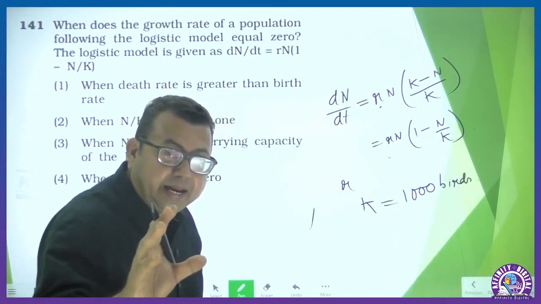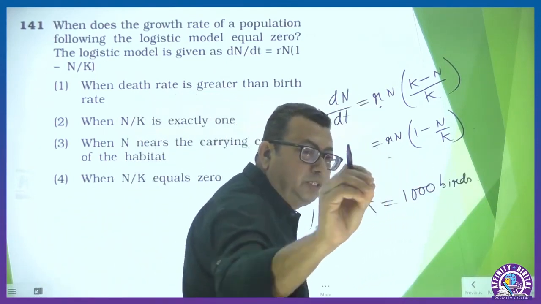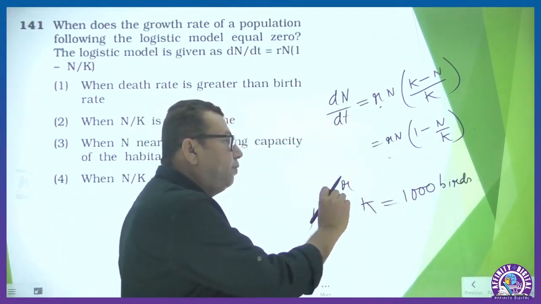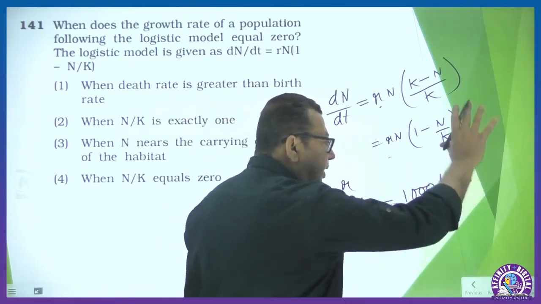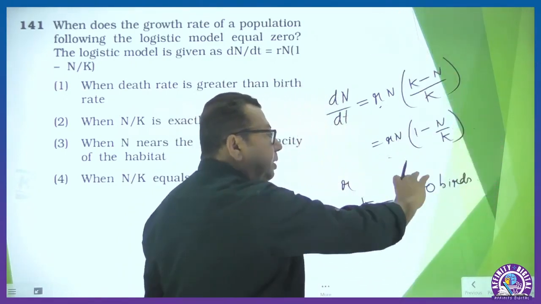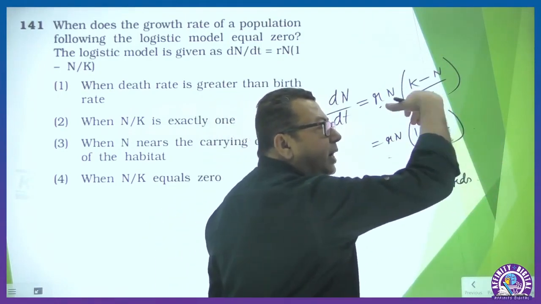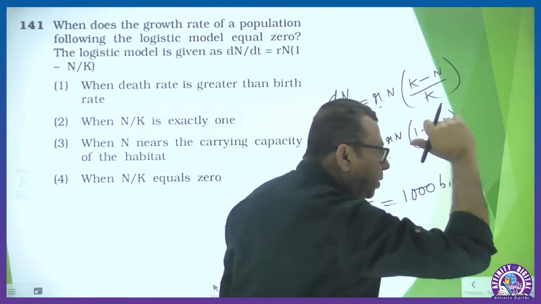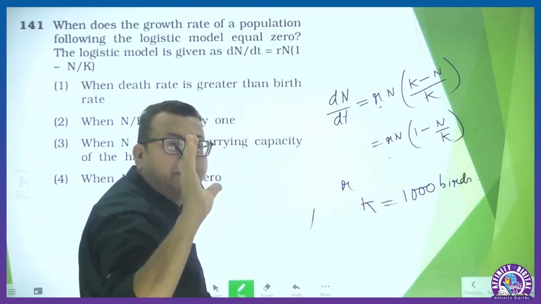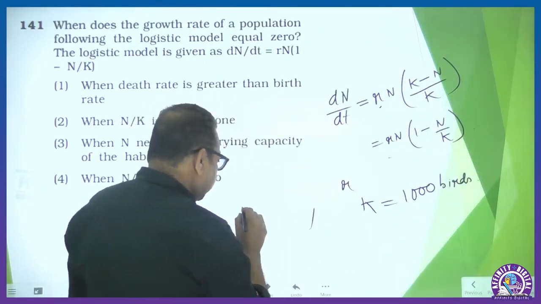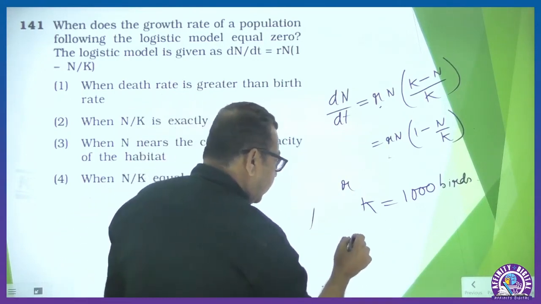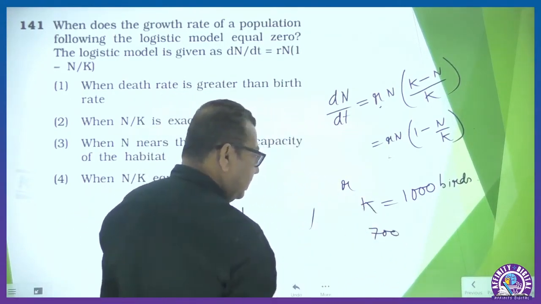So suppose the carrying capacity for birds in that habitat is a maximum of 1000 birds. The habitat cannot accommodate more than 1000 birds. Suppose at a particular point of time, suppose N has a value of 700.